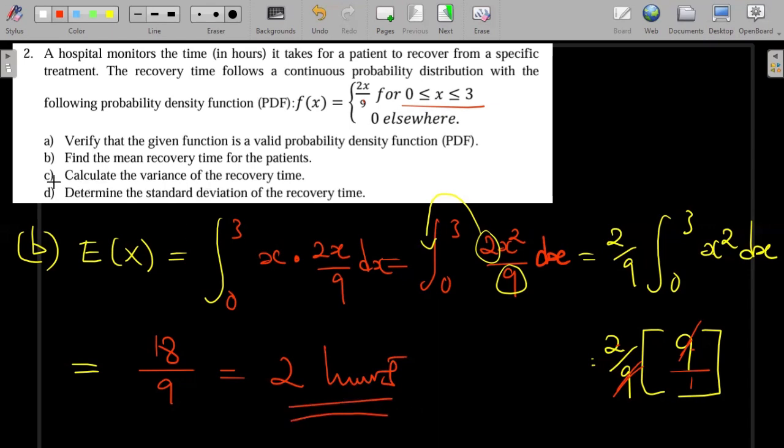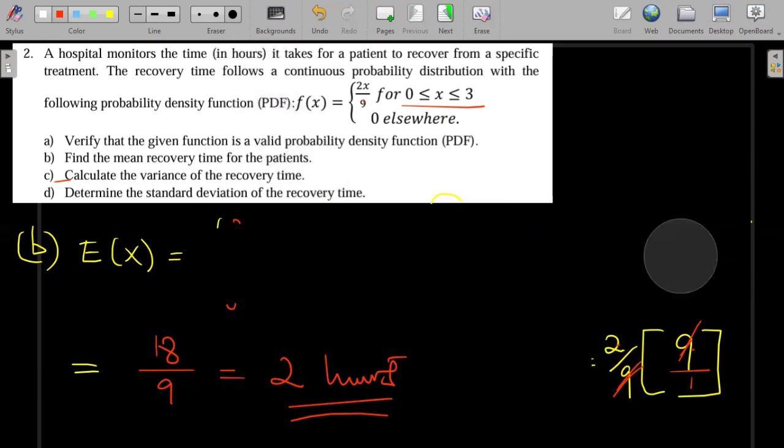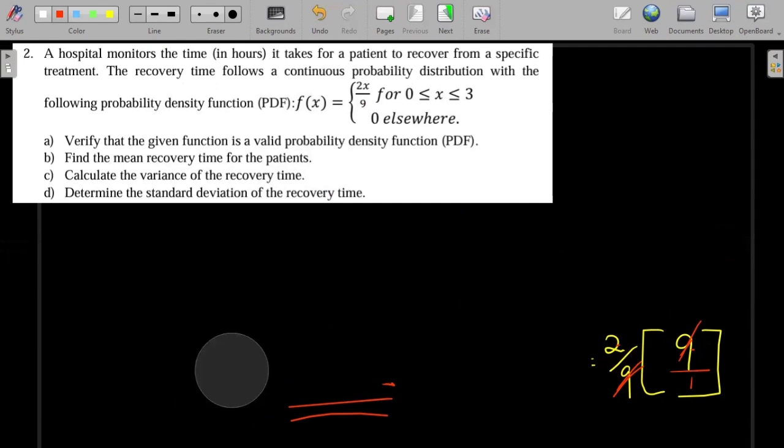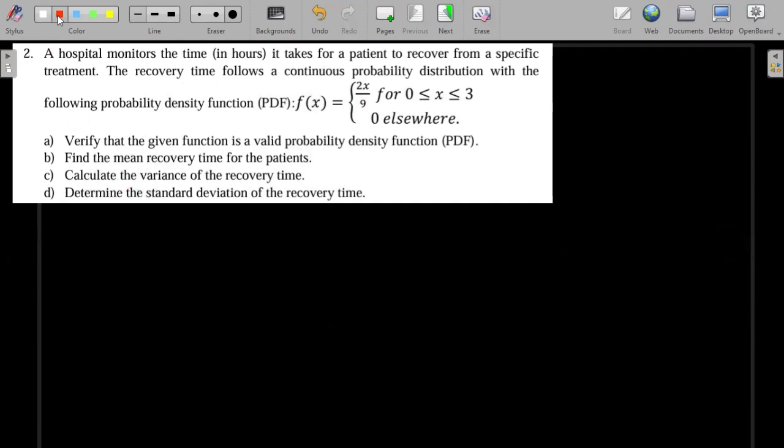And then C, calculate the variance of the recovery time. So how do you calculate the variance? We need to find our expected value of x squared, because we need it in the formula for the variance. Remember, the variance of x is given by the expected value of x squared minus the expected value of x, squared outside. Notice that here the square is on the x, here the square is on everything.